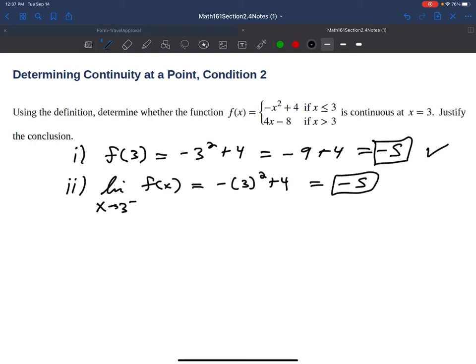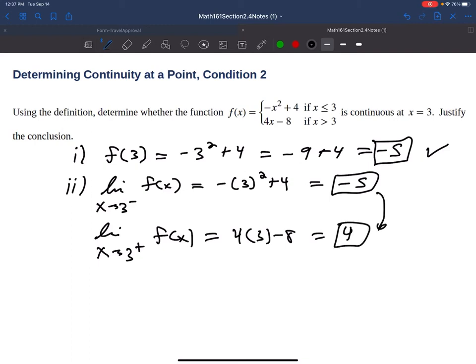All right. And the limit as x approaches 3 from the right of f of x, plugging in 3 in the other side, that's 12 minus 8, which is 4. Okay. These do not agree. They are not equal. Therefore, the function is not continuous.